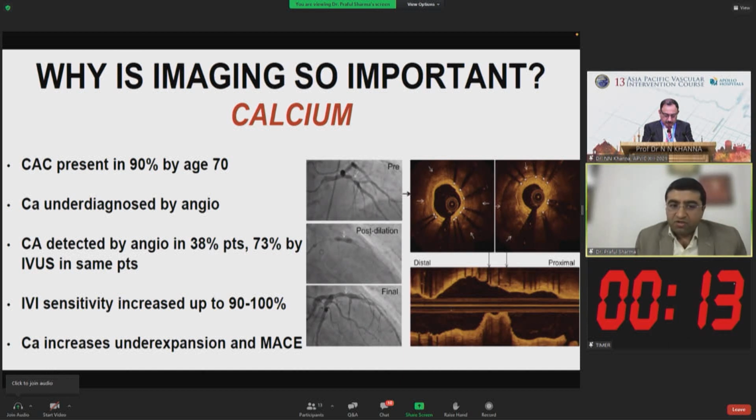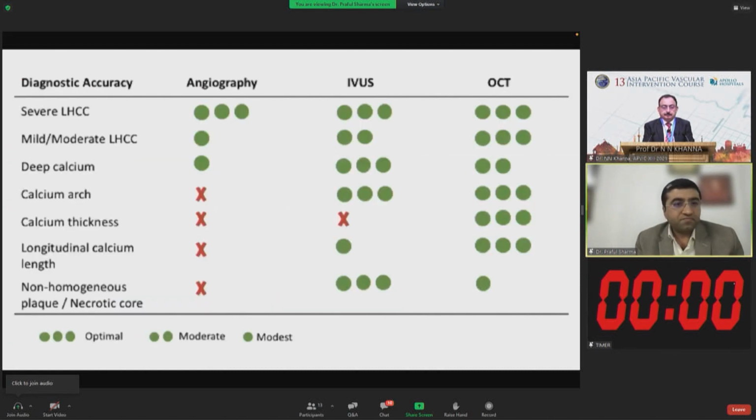A landmark study by Dr. Mintz et al. showed that calcium is detected by angiography in 38% of patients, and in the same patients it can be detected in up to 73% by using IVUS. The presence of calcium increases underexpansion and further adverse effects. Now you see how badly conventional angiography fails in describing the characteristics of calcium, which are a very important factor on which the treatment depends. Basically, with all these factors, we can decide what treatment strategy to use.